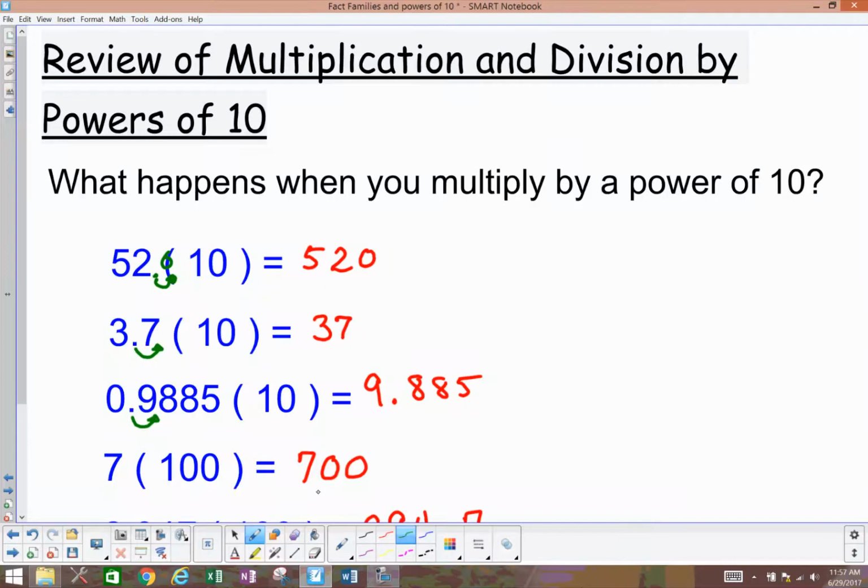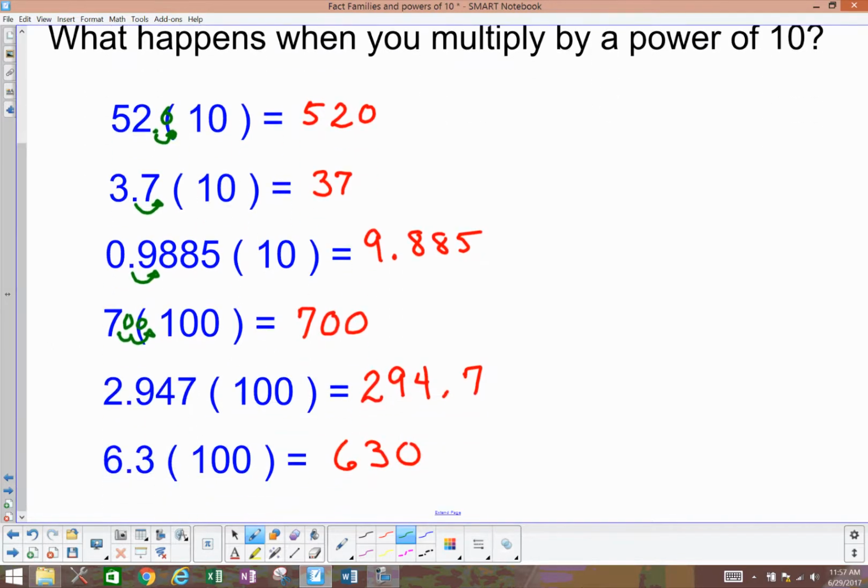7, well, 7 is multiplied by 100, that's 10 to the power 2. So my decimal would have to move 2 places back. So I'd have to fill in with zeros to make my 700. Multiplying by 100, that's multiplying by 10 to the power 2. I would be moving 2 places back. This is probably the way your elementary school teacher taught it to you. 6.3 times 100, I'm multiplying by 10 to the power 2, so I'm moving 2 decimal places back.